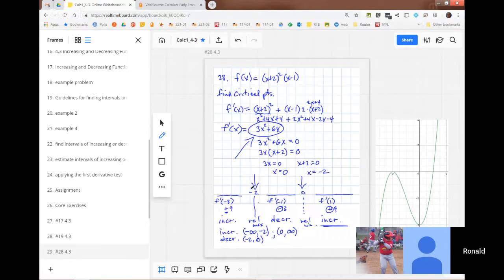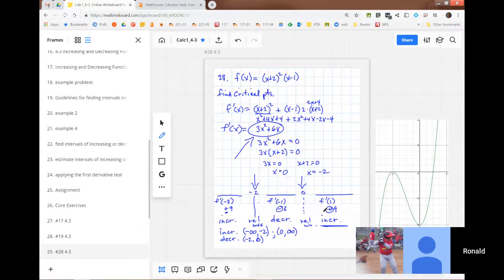Then I picked between negative 2 and 0. I picked negative 1. You can pick any number in between there. Negative 1 squared is 1 times 3 is 3. 3 minus 6 is negative 3. So it's decreasing in that interval.